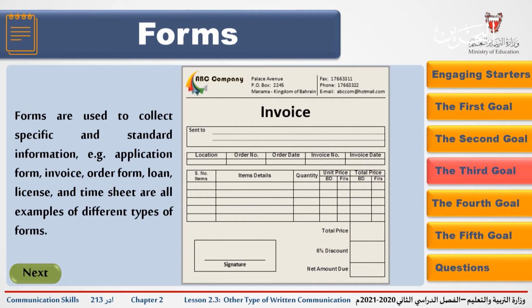Alright, my dear students, let's evaluate what we've learned. What you will need to do is answer activity 2.3.3, page 53 in your textbook. You will have 5 minutes to complete this task.